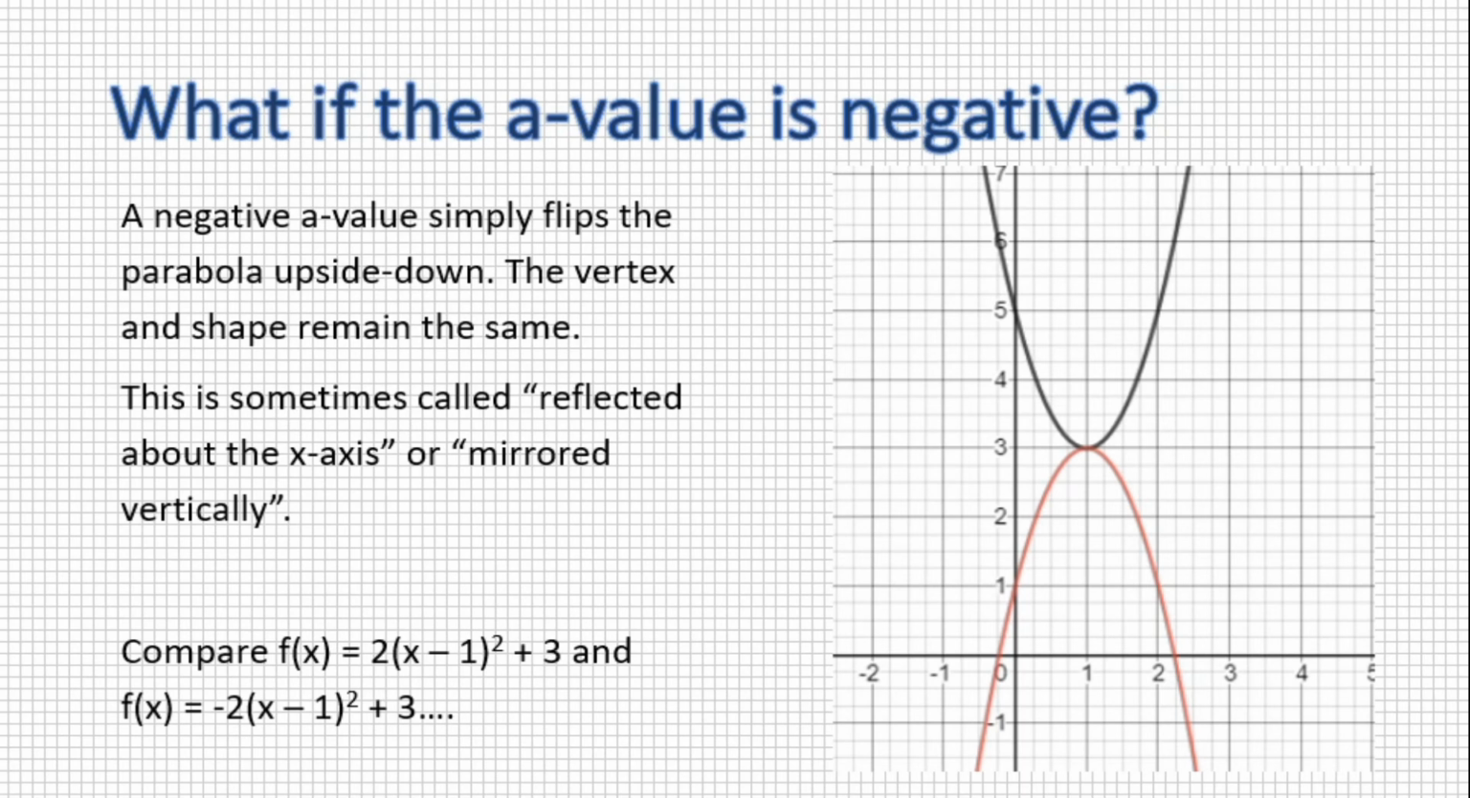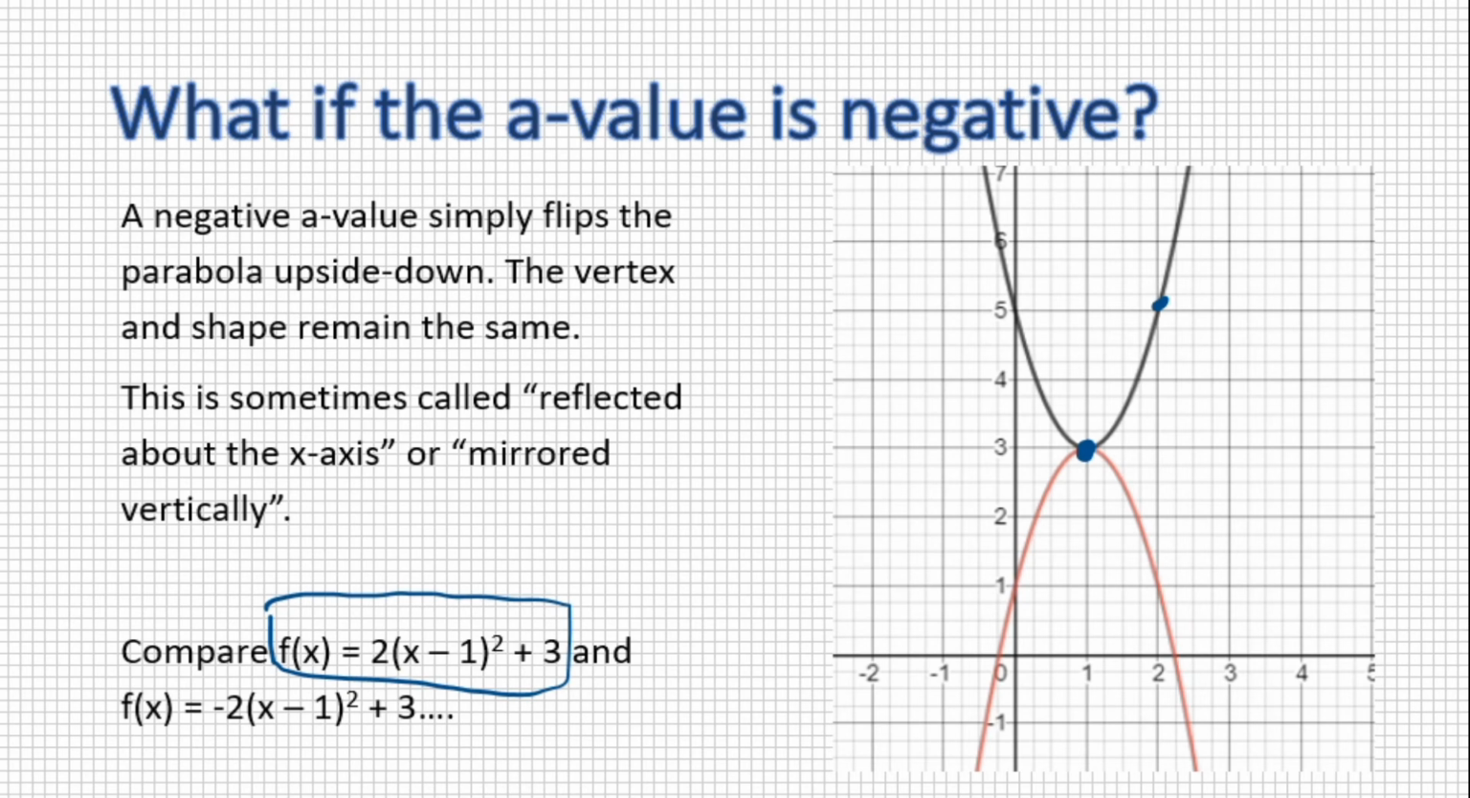What if the a value is negative? Well, what happened in our trig graphs if we had a negative a? It flipped the graph. So it's going to do the same thing for our parabolas. It's going to flip the graph around the vertex. So the black line is this graph. My vertex is at 1, 3. And then my step pattern is 2. So I know that I go over 1 up 2, and so on and so forth.